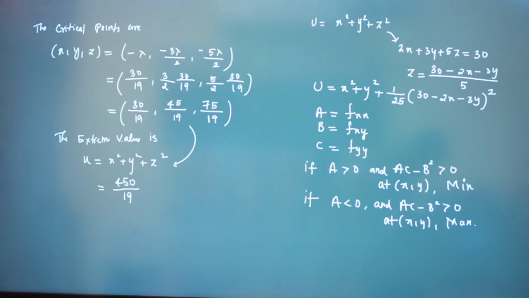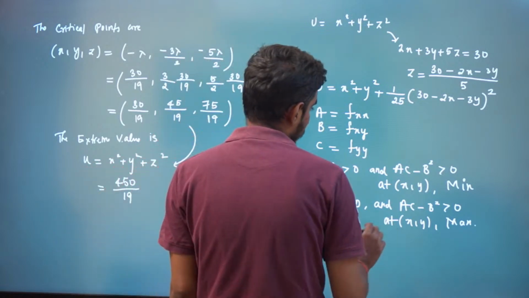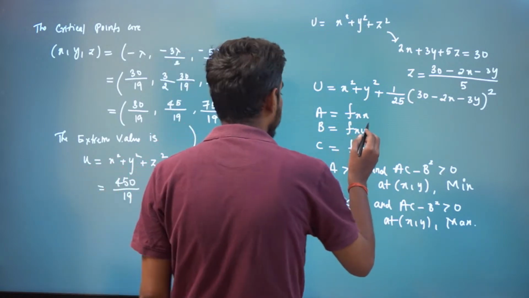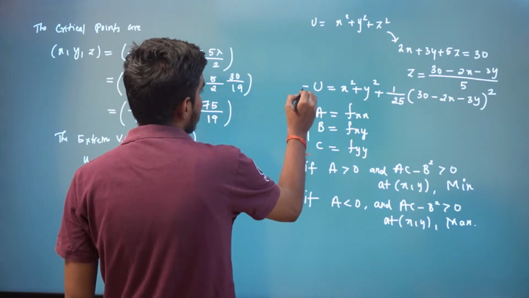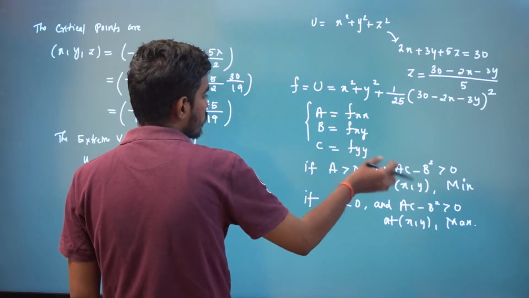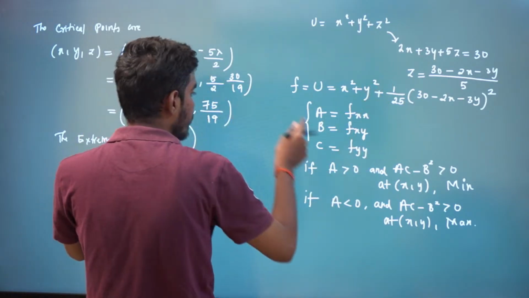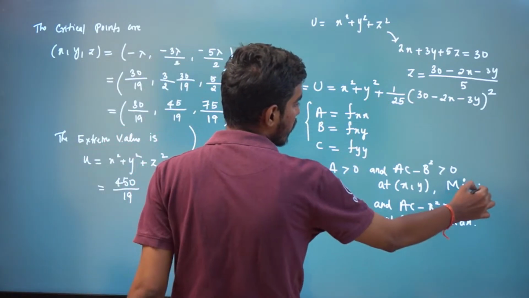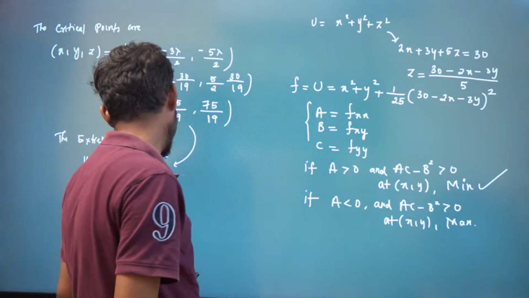For this problem, you will get that point to be a minimum value. For this problem, you just find all these for this function. Let us call this f. So you find the second derivatives, fxy, and substitute this x comma y here. You will get this point to be a minimum value. This 450 by 90 will turn out to be the minimum value.